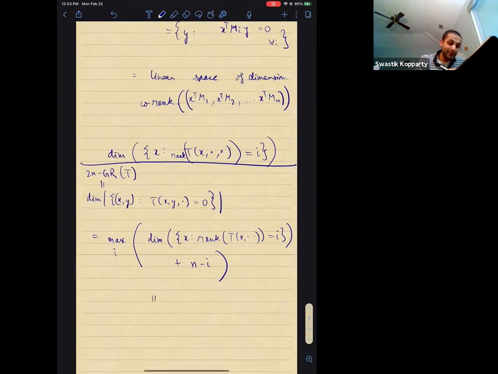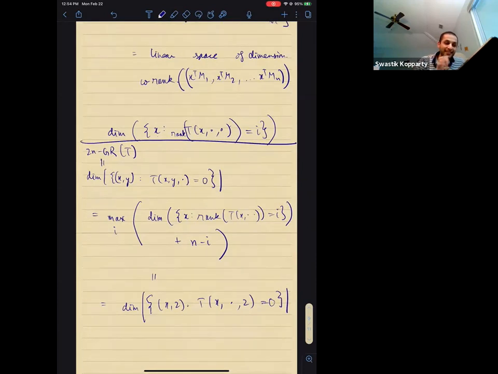So just by exact symmetry, this is the same as the dimension of the set of all x z such that T of x dot z equals 0. So this definition does not depend on the fact that we took x and y. We could also take an x and z. We could similarly have taken y and z. So it doesn't depend on the order of the coordinates.